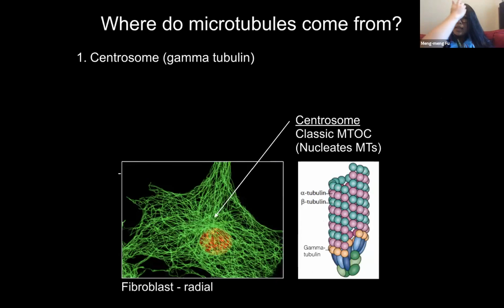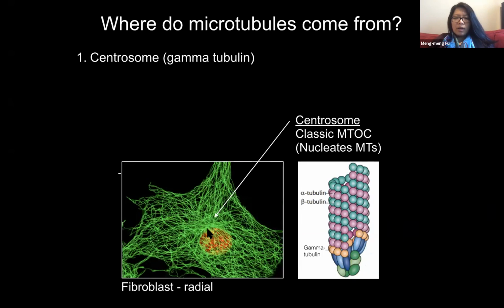And so what is known about where microtubules come from or how they're nucleated to overcome the energy barrier to form microtubules is that classically they form off of the centrosome, which is an organelle that's located near the nucleus. And this structure uses a gamma tubulin dependent process along with the gamma TuRC complex of proteins to nucleate new microtubules. And you can see that illustrated really well in this fibroblast, in which in green are the microtubules that are emanating from the centrosome.